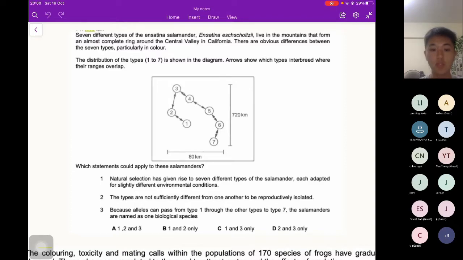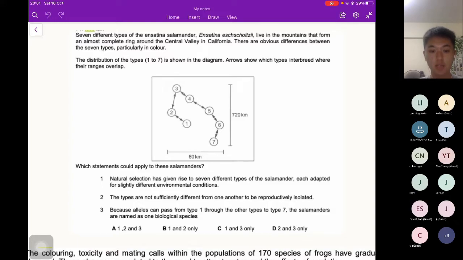Okay, so which statements could apply to these salamanders? First is natural selection has given rise to 7 different types of salamanders, each adapted for slightly different environmental conditions. Is this true? We see that there are 7 different types, and yeah, so therefore the first one is correct, right? Natural selection has given rise to 7 different types of salamanders.